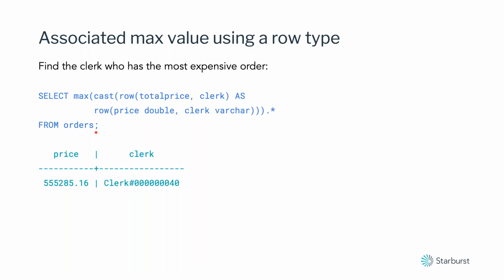Another way that you can find a value associated with the maximum value of something else is to use a row type. We can create a row type of total price and clerk. A row type is basically packing multiple values together, and then you can do comparison operations on it value-wise or column-wise within the row type. So if we do a max over a row type of total price and clerk, you can think of it as we sort the values first by total price and then by clerk.